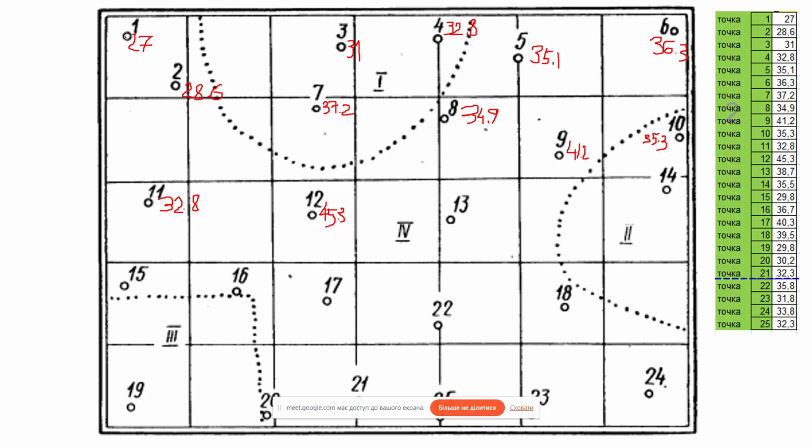Let's begin from the imagined line between 27 and 28.6 meters. It means that we have a height difference, or elevation difference, of 1.6 meters.